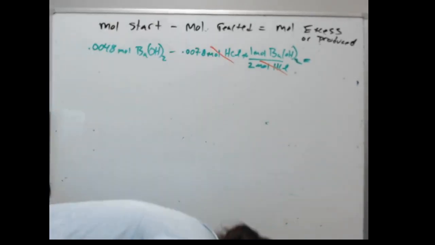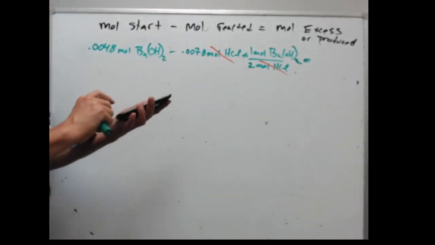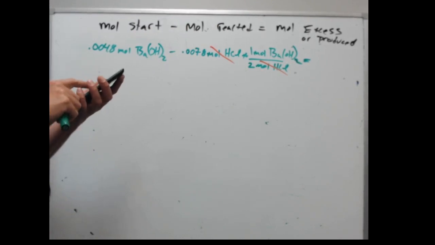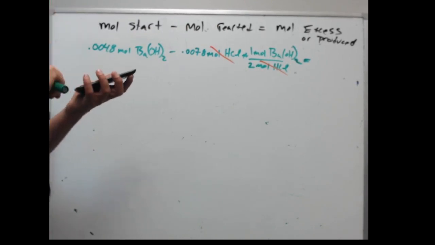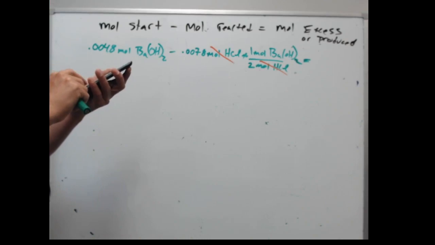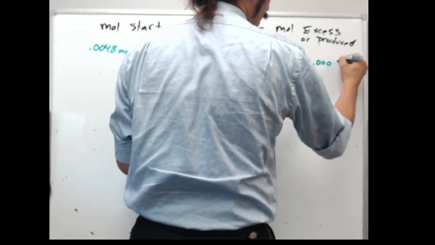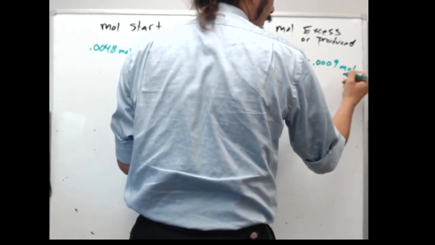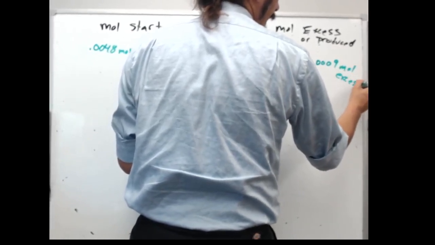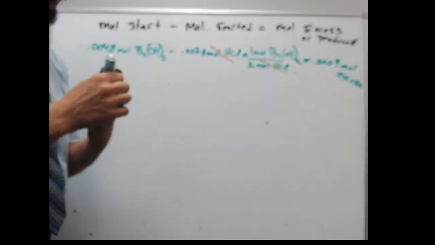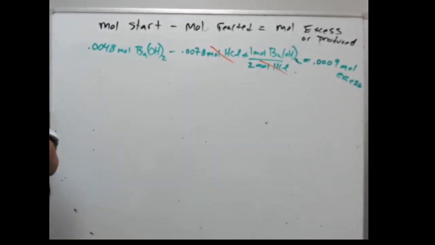If I didn't drop my calculator. 0.0078 divided by 2 gets us to 0.0039. Negative, plus 0.0048. That gets us 0.1239 moles. Is that the same thing as 9 times 10 to the minus 4? Okay. Yep. Now, at this point, we say, okay, does that make sense?